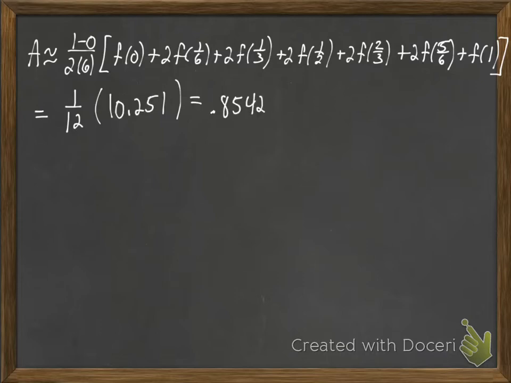Okay, I just spotted a little mistake I had made. I forgot to multiply each of those things by 2. In the middle terms, when I add them up, I get 10.251, and when multiplied by 1/12, I get about 0.8542. And that's an approximation of that actual area. If you wanted a better approximation, we could do more trapezoids.